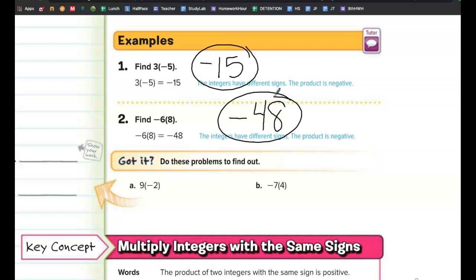A and B, please. Go. Stand when you're done. Got an A. What'd you get? Negative 18. Thumbs up if you agree. B, what did you get, Aaron? Thumbs up if you agree. Awesome. Moving on to the next example. Told you it was going to go fast.